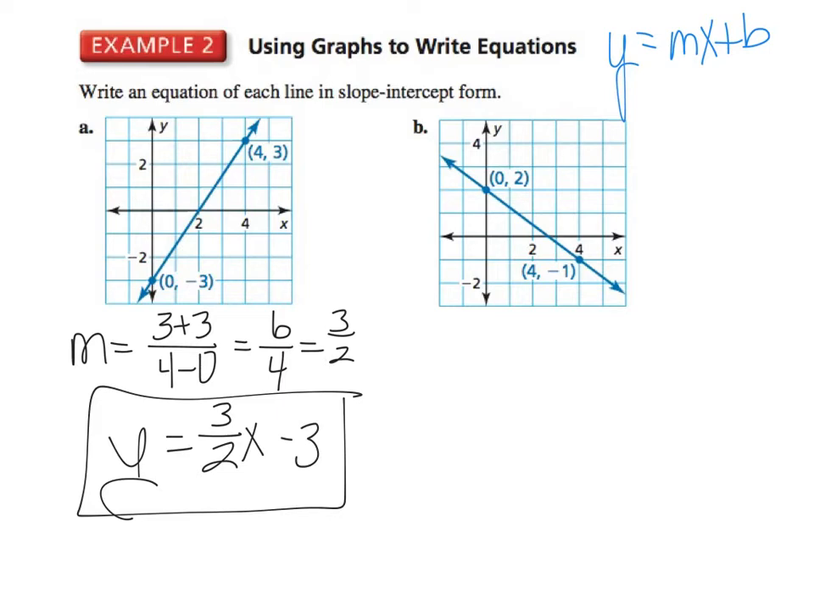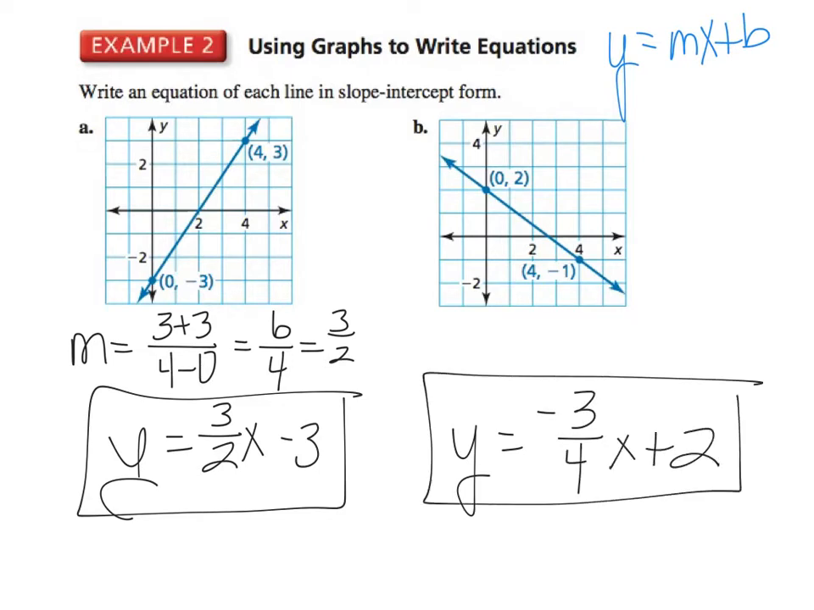Pause the video. All right, if you did it correctly, you would get y equals, your slope would be negative 3/4 x, and your y-intercept is 2. So you would have the function or the equation, y equals negative 3/4 x plus 2.